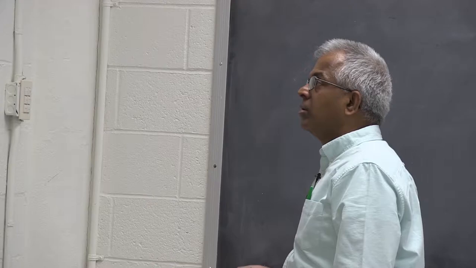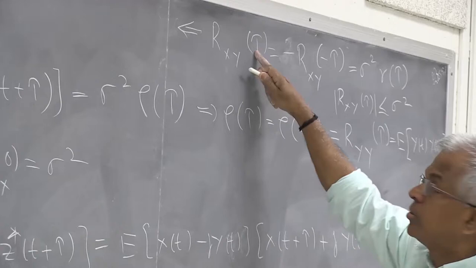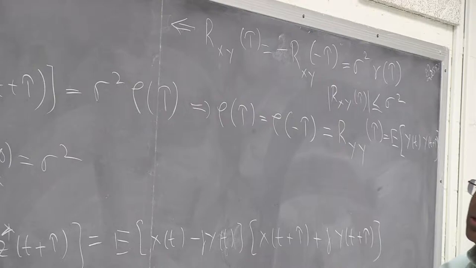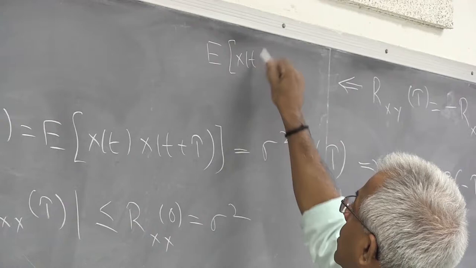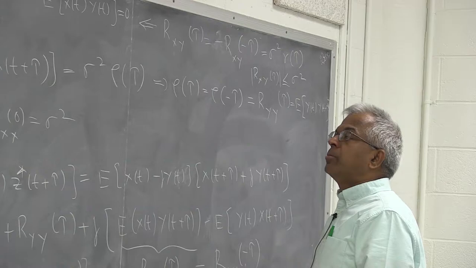But one observation from this line is that if you put tau equal to 0, you have rxy 0 is minus rxy 0. That means expected value of x of t multiplied by y of t is 0 for any particular t. But x and y are jointly Gaussian, zero mean, so that means their correlation is 0. That means x of t and y of t are independent. So this is what it is.